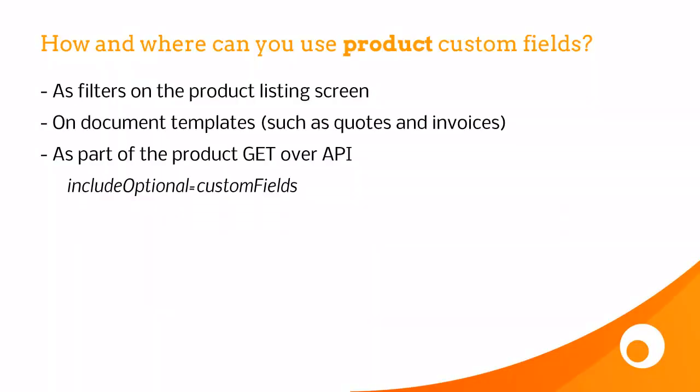Okay, so how and where can you use product custom fields? You can use them as filters on the product listing screen. You can use them on document templates, such as quotes, invoices, or any sales order or any purchase order. And you can also get product custom field information over the API as part of the product get message. And to get them, make sure you include the optional custom fields block.